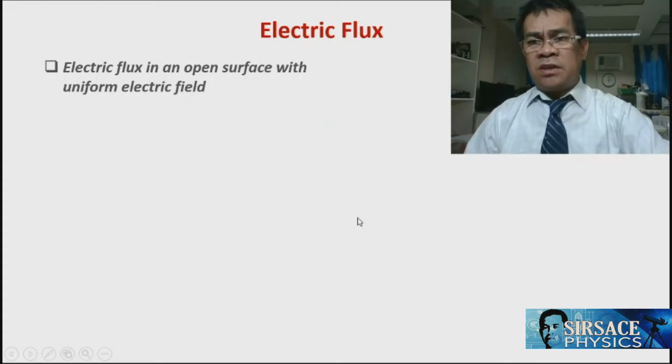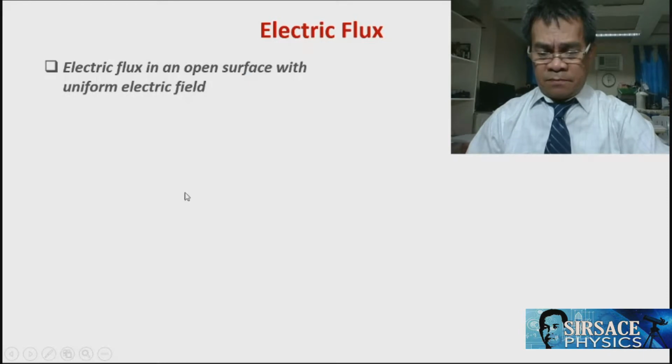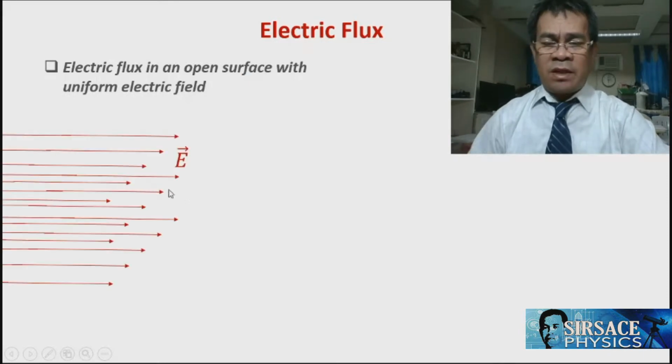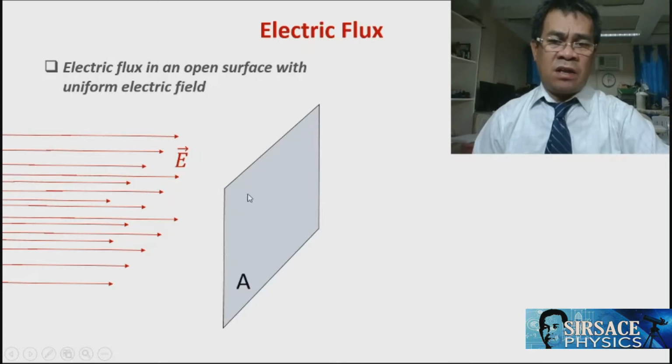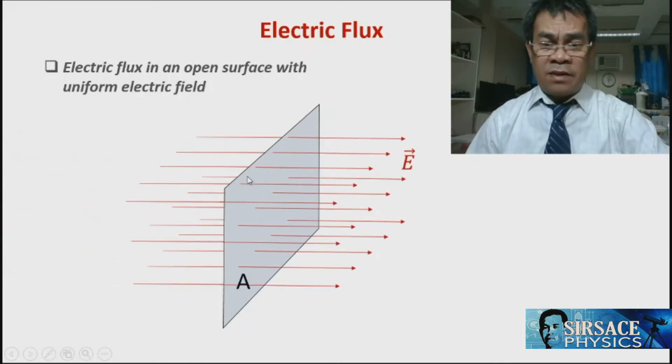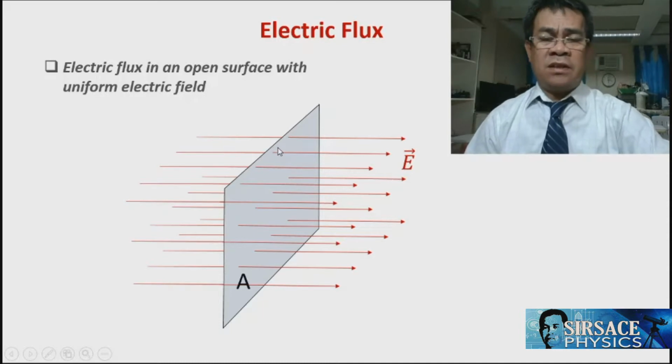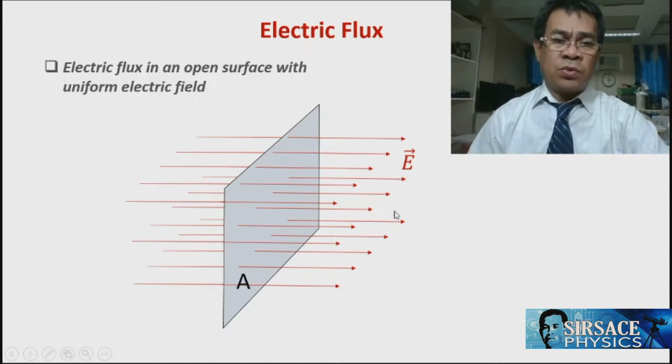Now, let's consider the flux of an open surface with a uniform electric field. So suppose we have the uniform electric field going to the right. And suppose we have this area. So the question is, once the electric field intersects the area, do we have the flux? The answer is yes. Why? Because we have this field and we have the area.